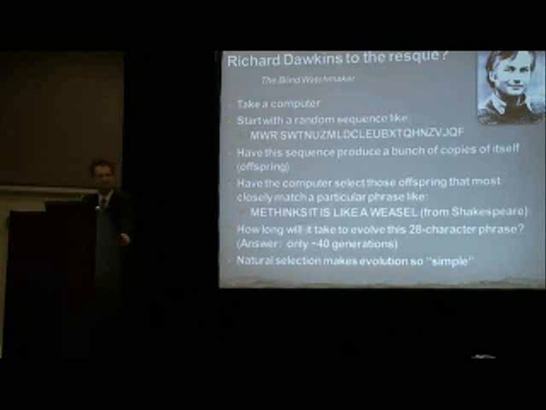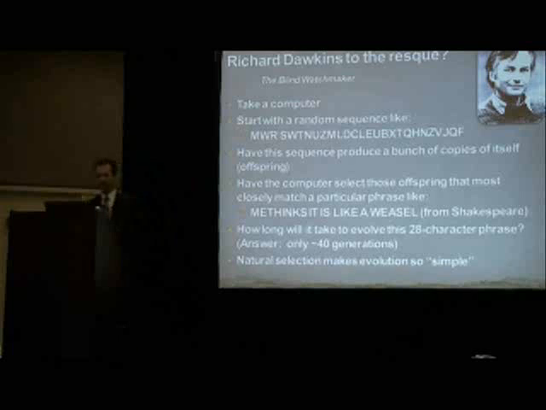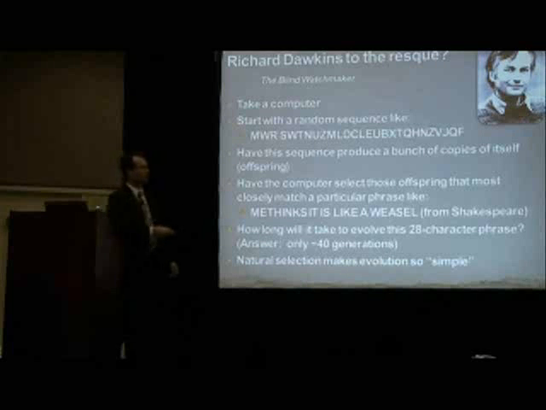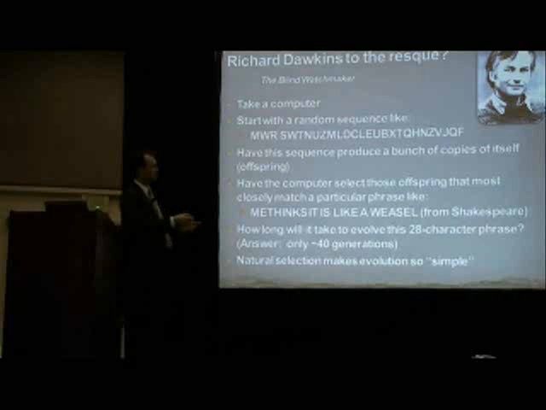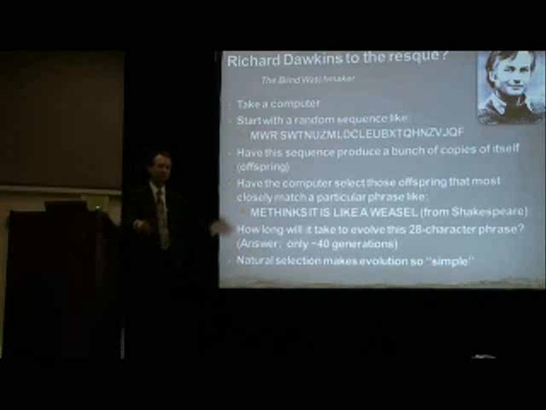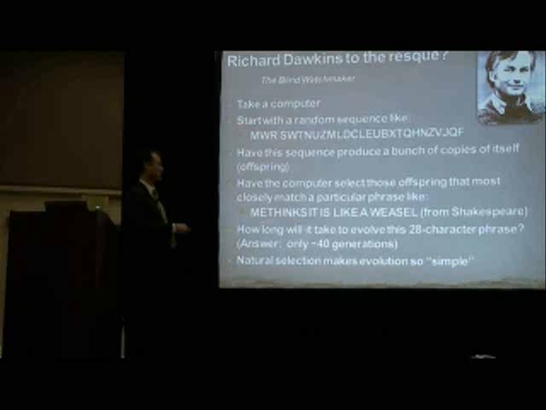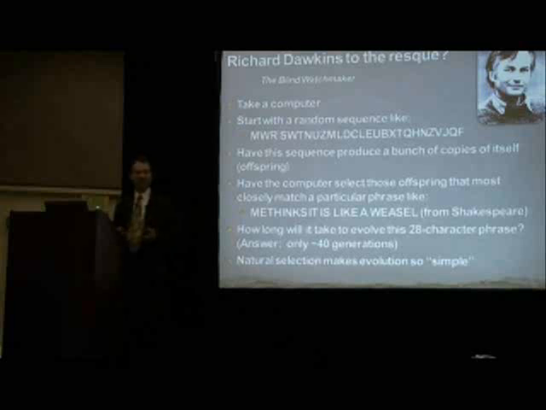So Richard Dawkins to the rescue. He made this program on his computer where he started with a random sequence, and then he used the sequence and it made a bunch of copies of itself, or offspring, right? And then he selected the offspring that was the closest match to "me thinks it's like a weasel," out of all the offspring that he made from this one. And then he used that new sequence to make more offspring, and again selected the closest match to "me thinks it's like a weasel." And within 40 generations, voila, he evolved "me thinks it's like a weasel," starting with a random sequence. So has he solved the problem?